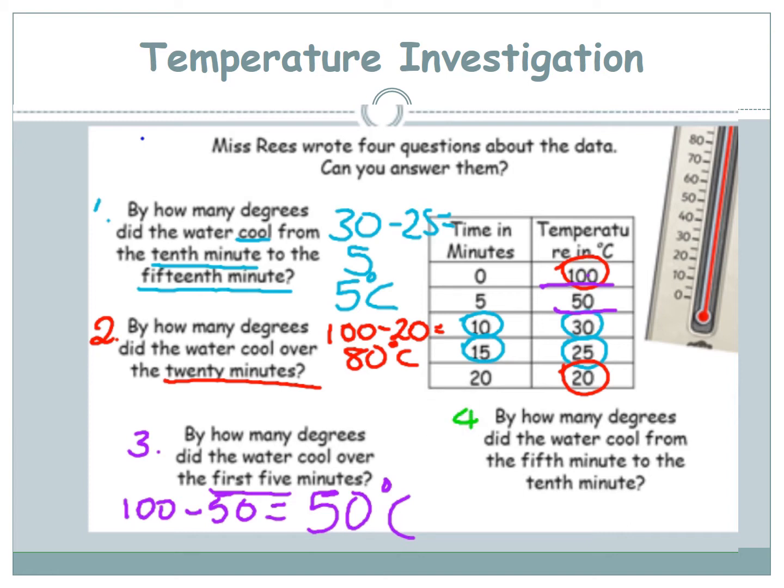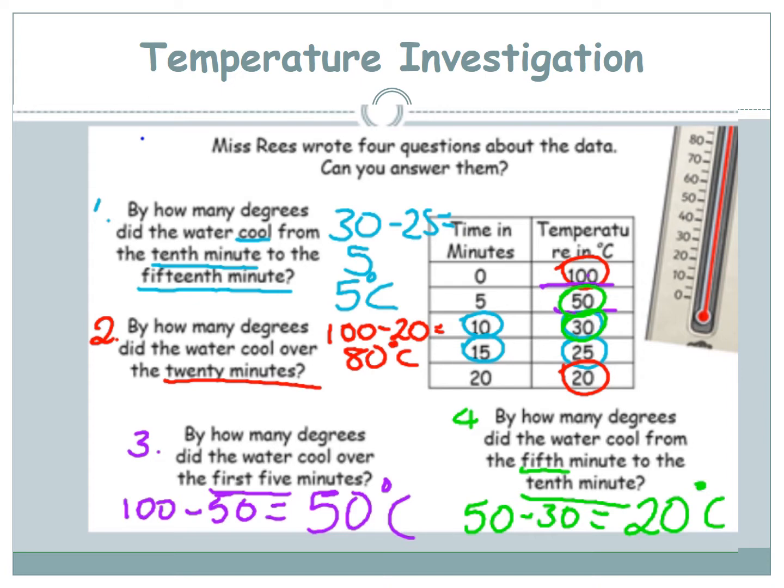How many degrees did the water cool from the 5th minute to the 10th minute? So again, from 5th minute to the 10th minute. So we're going to do 50 and 30. So 50 subtract 30 equals 20. So your answer is 20 degrees Celsius.